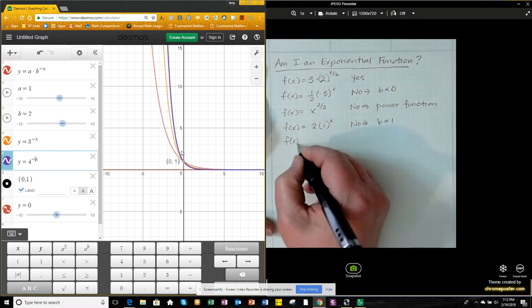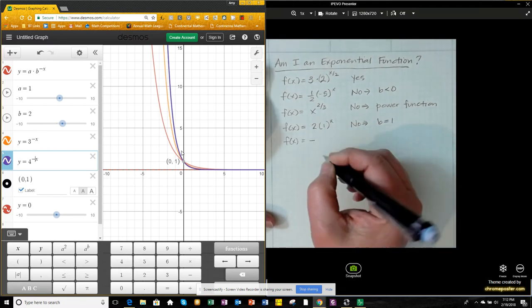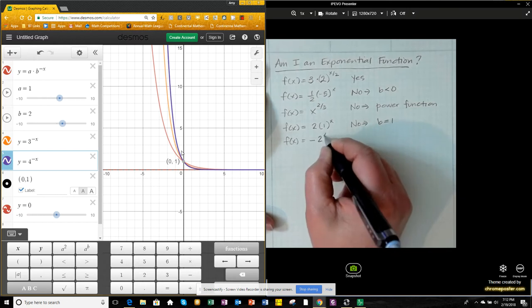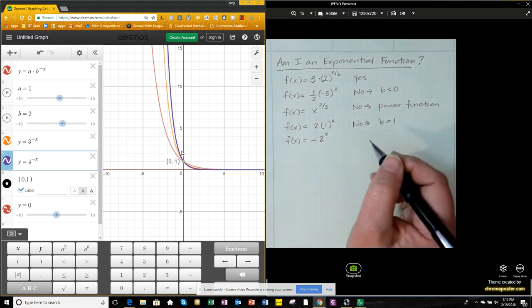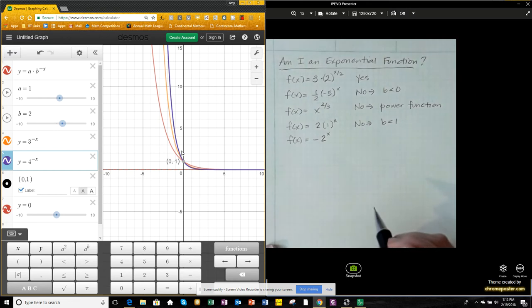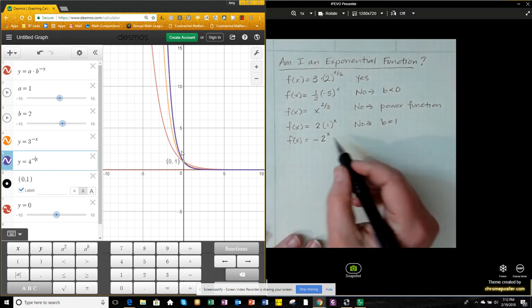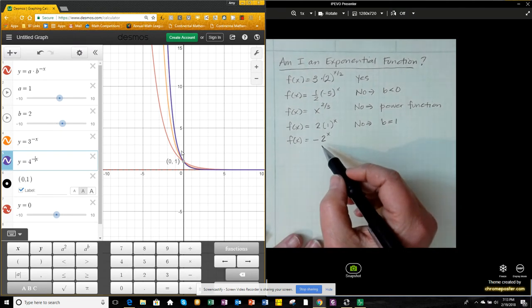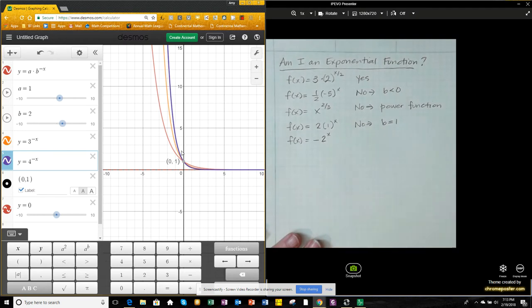The last example here is going to be negative 2 to the x. Now, is this an exponential function? Well, some of you might say no because I have a negative base, but you only have a negative base if you're raising the negative number to the exponent x.